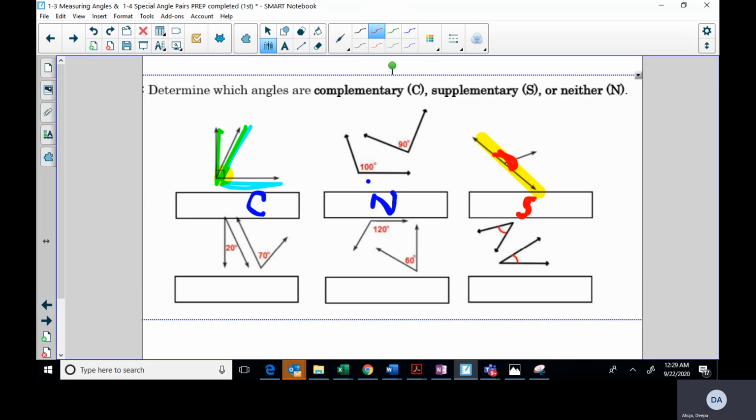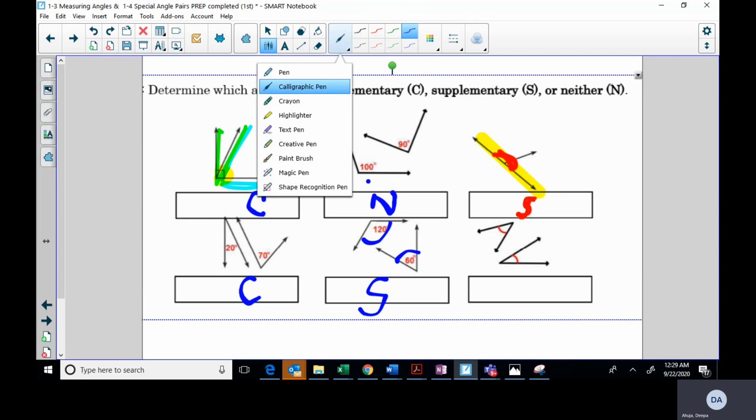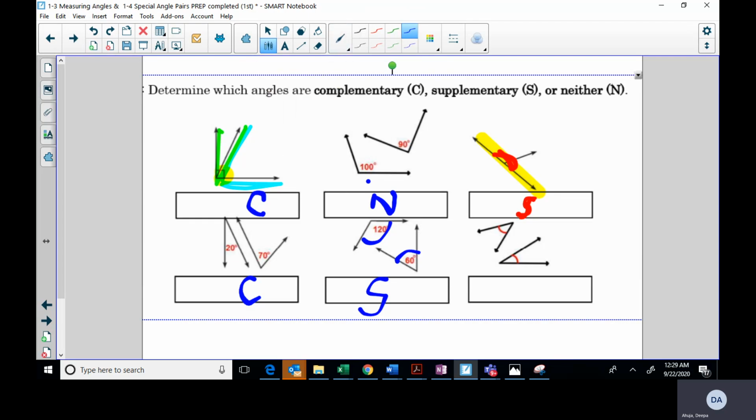Now we have 20 and 70. Together will make what? 90 degrees. So this is your complementary. 120 plus 60 again makes it supplementary. That is 180. So write down S. What is the implication? Let's look at the next picture. What is the implication of this line in geometry?